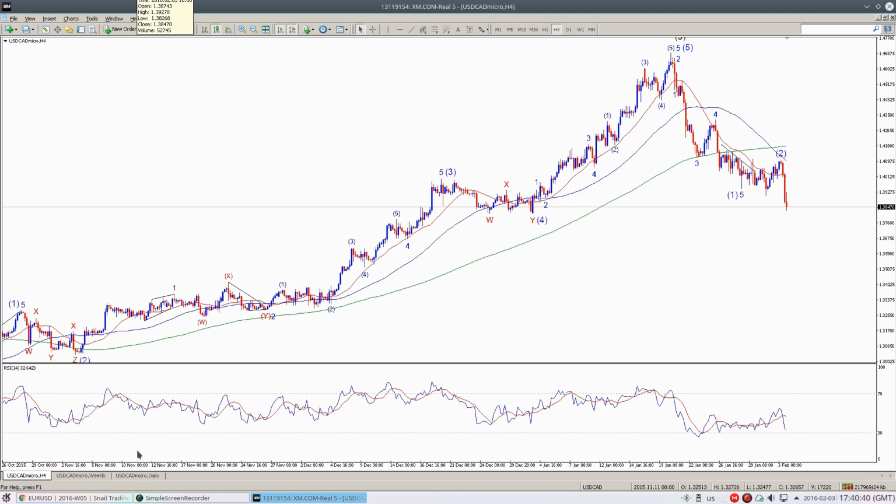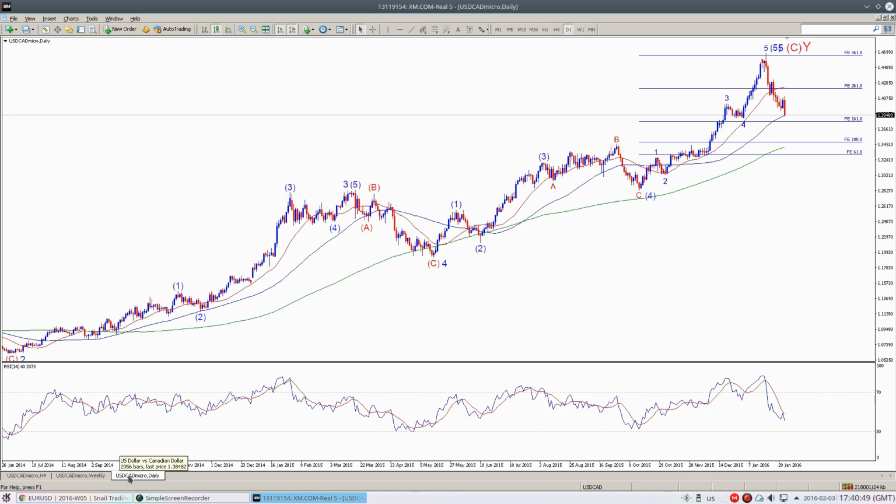Also, this is correlated to our scenario for oil that I will show you in a minute. But let's see firstly the daily chart here on the Canadian dollar. We see how prices reacted at those Fibonacci levels. There was a reaction to the 21-day SMA with a bounce here, broken below.